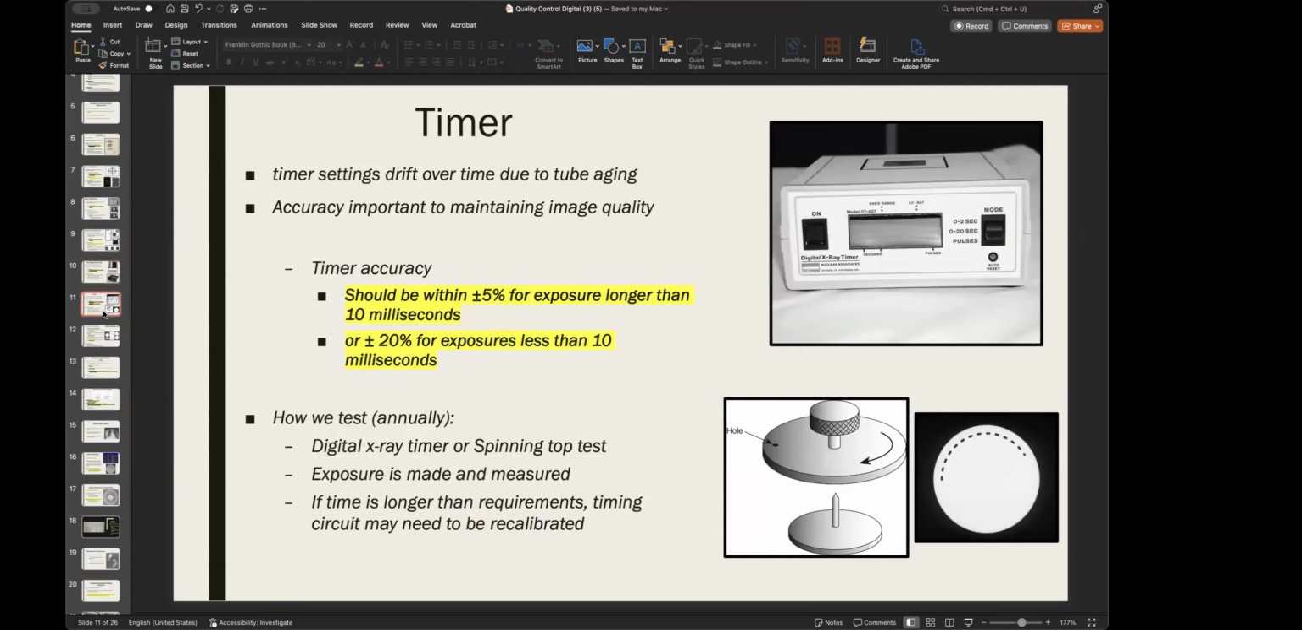The timer. So the timer, this has two settings. One that's for exposures longer than 10 milliseconds, which is plus or minus 5%, or plus or minus 20% for exposures less than 10 milliseconds. All right. And so you use a digital X-ray timer that you're seeing here or a spinning top test.